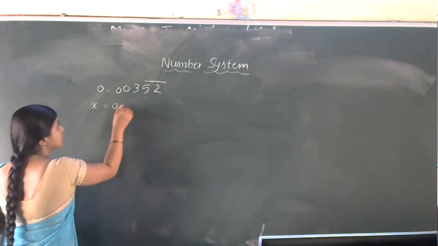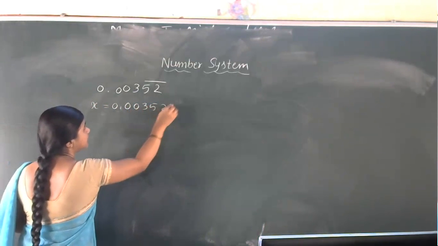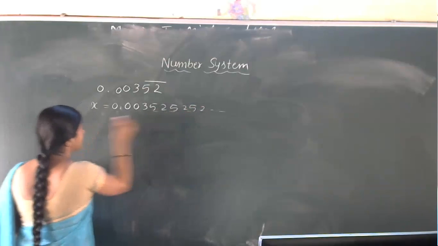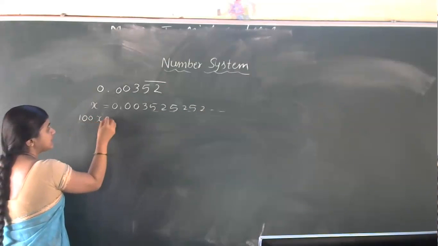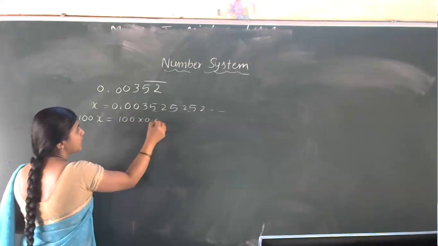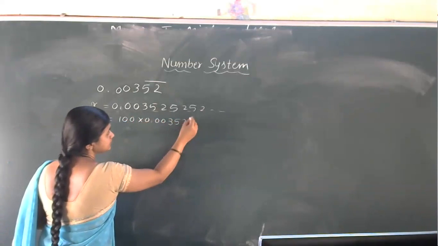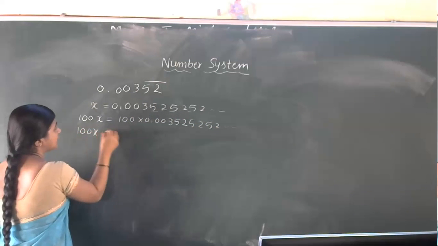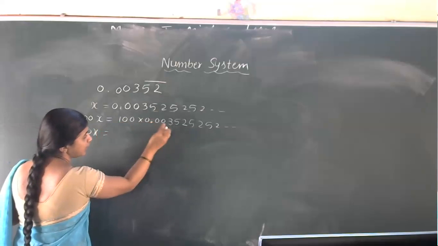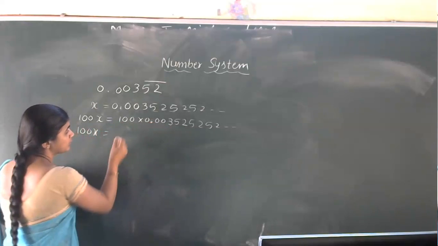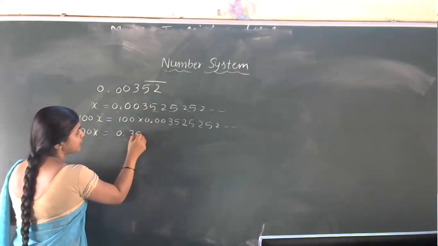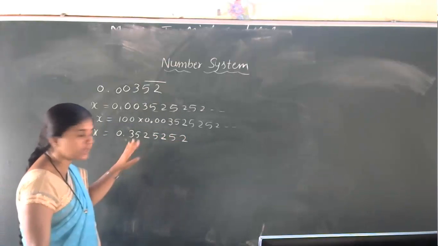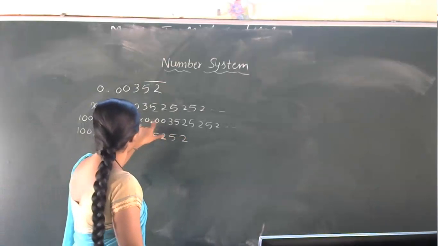X is equal to 0.003525252 with the repeating block. Now only two digits are there in the repeating block, in the sense we have to multiply this by 100. Then 100 into 0.035252 and so on up to infinity. Then 100x, here 100 into this, in the sense the decimal point will be jumped to this side, no? So then what will we get? 0.35252. Right, the same answer you got. Actually, the decimal point will be jumped to this side.